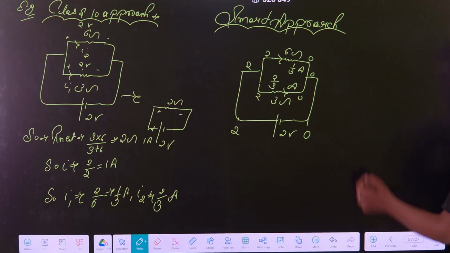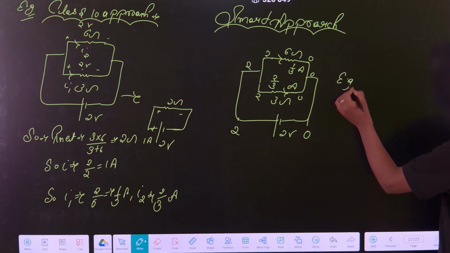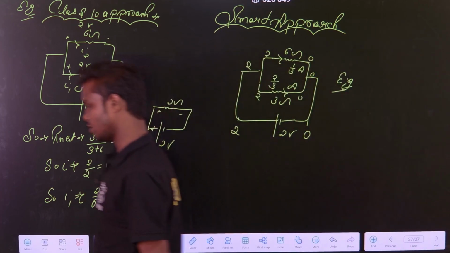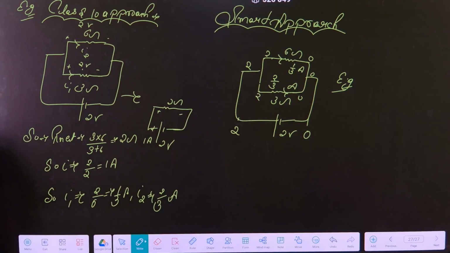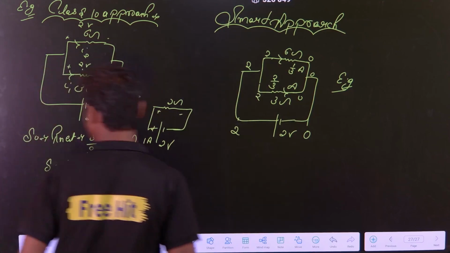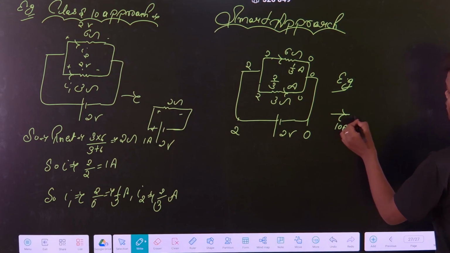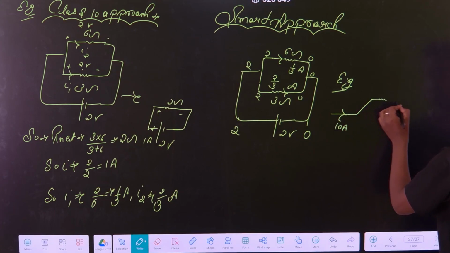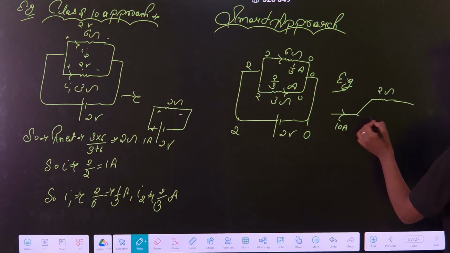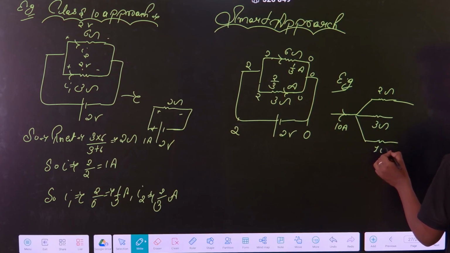Suppose this is given. In this example it is not clear. Let us take one example, then it will be clear what I am trying to say. Let us consider this case. Suppose 10 ampere of current is coming, and you have a resistance like this, that is 2 ohm, this resistance is 3 ohm, and this resistance is 1 ohm.